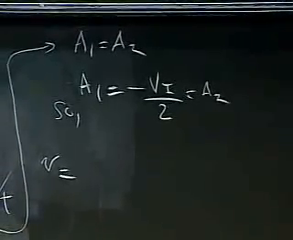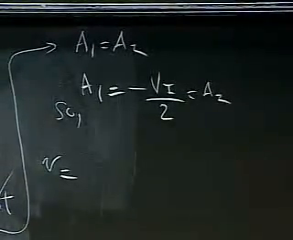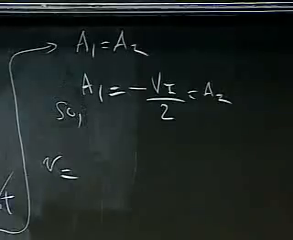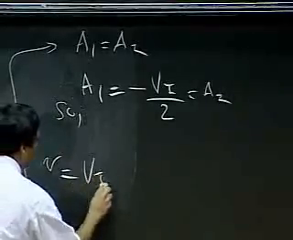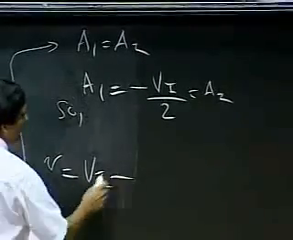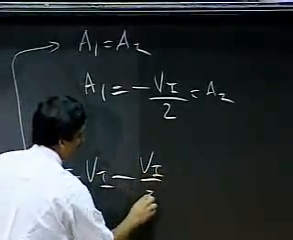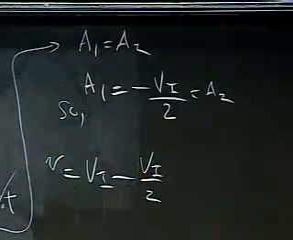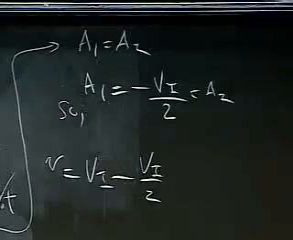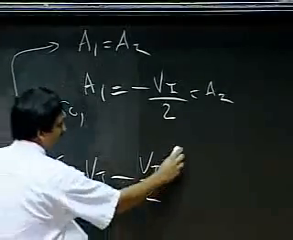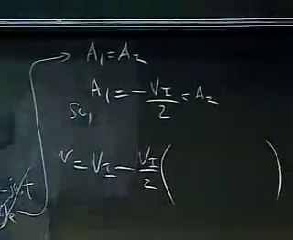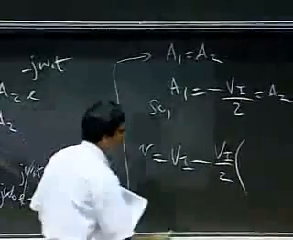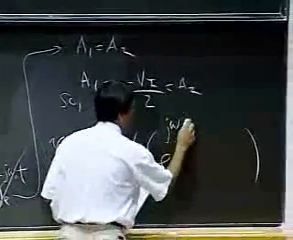Therefore, my total solution can now be written in terms of the actual values of the constants I have obtained. I get Vi minus Vi divided by 2. A1 and A2 are equal, so I just pull them outside. I pull Vi minus 2 outside, and I stick these two guys in parentheses here.